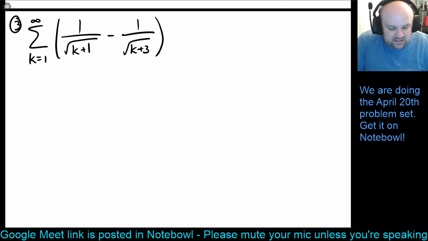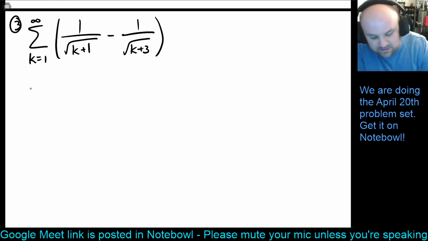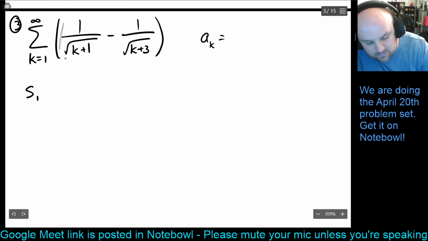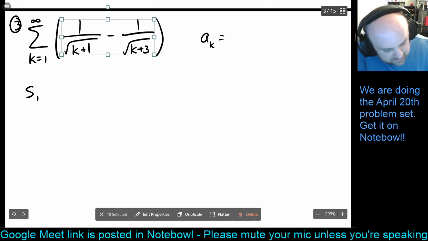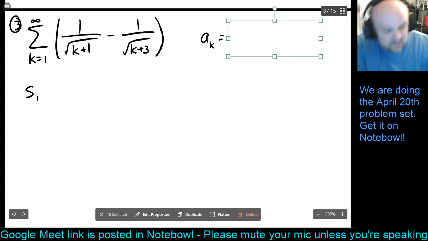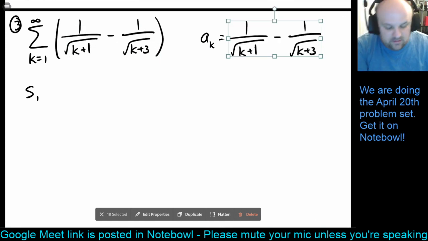So if we look at this, it's not a geometric series. It's not any special kind of series that we know. So we're going to use partial sums and look at how that's progressing, right? So AK is this stuff here. This stuff in here. Let's duplicate that so I don't have to rewrite it all. Right, so that's AK there.